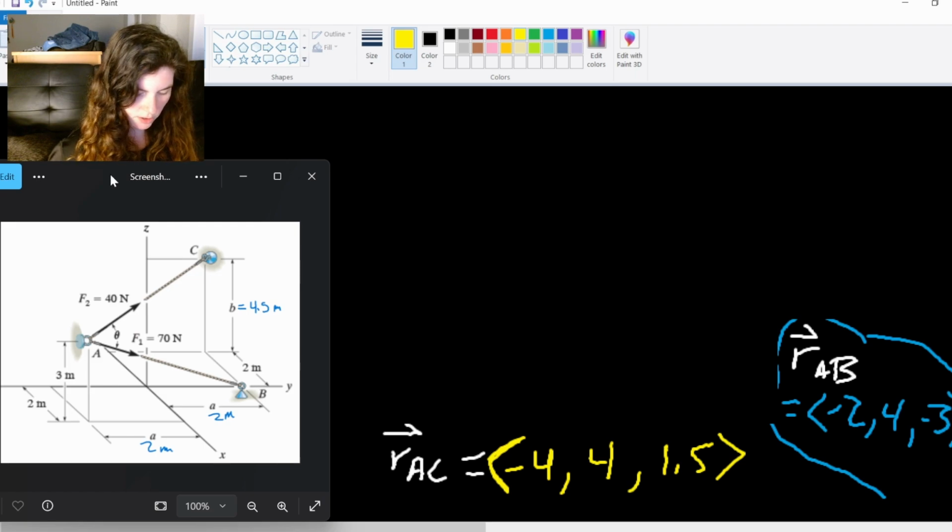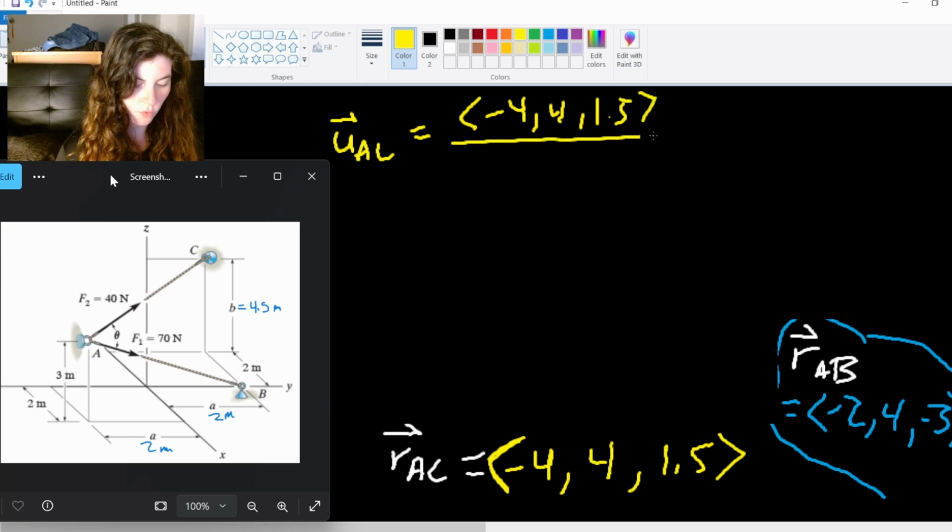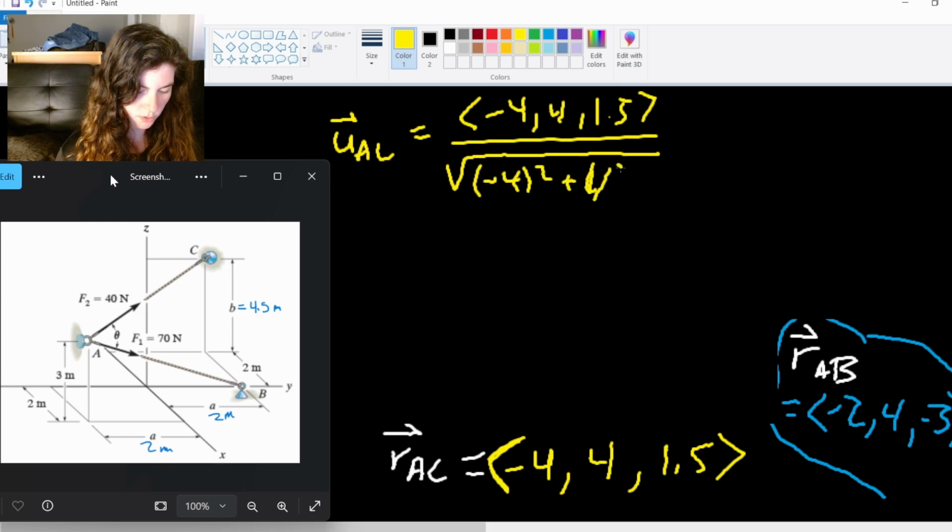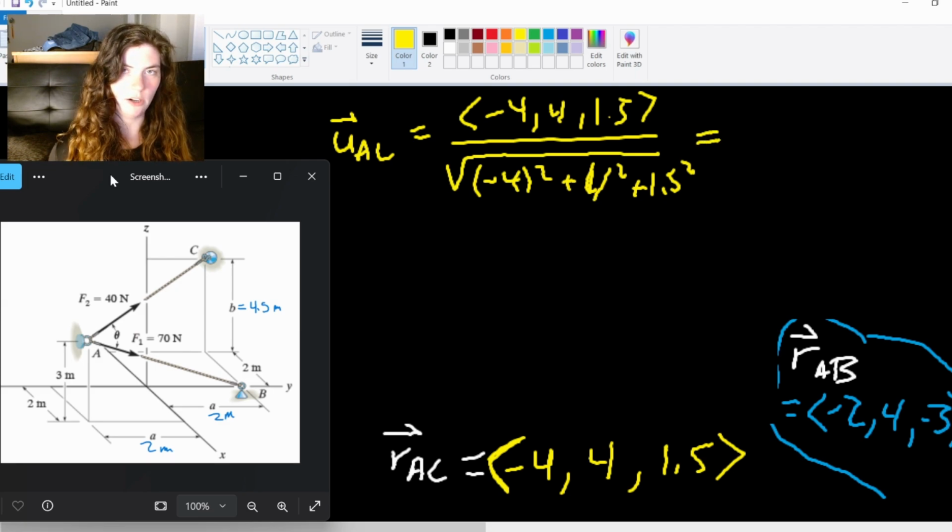So we can look at RAC, we can do the unit vector, UAC, which is RAC, -4, 4, 1.5, over the magnitude of RAC. Again, we do that by taking the square root of the sum of our squares: 4 squared plus 4 squared plus 1.5 squared. We plug that bottom part into a calculator and we divide each component by it.